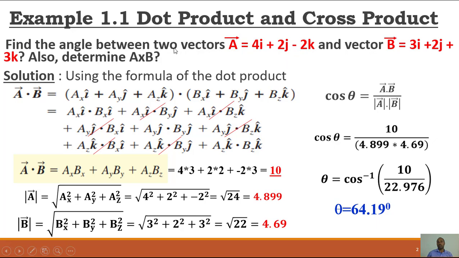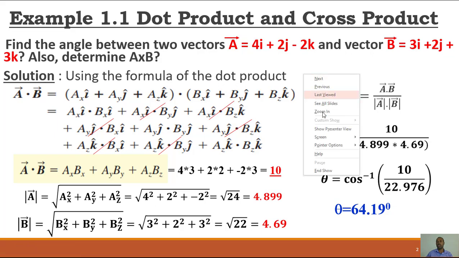Find the angle between two vectors, A = 4i + 2j - 2k and vector B = 3i + 2j + 3k. So you have ijk, and also determine A cross B. So using the formula of dot product, now let us see the solution. It is clear and straightforward.